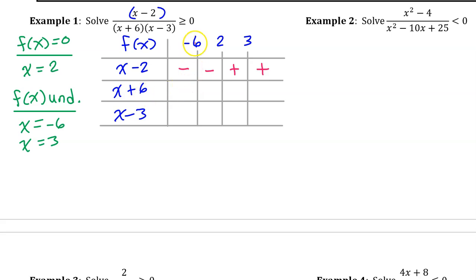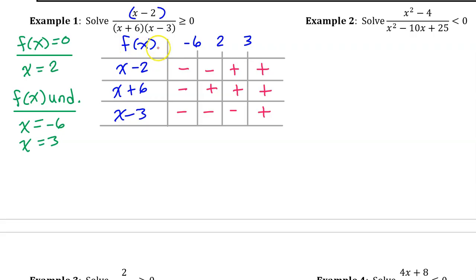X plus 6 gave us a 0 of -6. This factor is negative to the left of -6 and positive to the right. X minus 3 gave us a 0 of 3. This factor will be negative to the left of 3 and positive to the right.